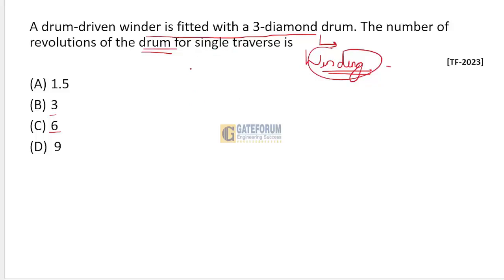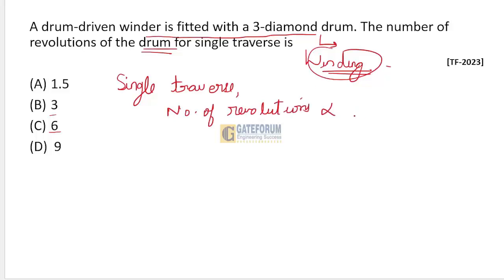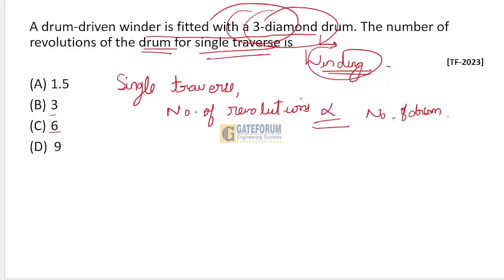If you have read about the winding process in detail, then for a single traverse, the number of revolutions of the drum is directly proportional to the number of drums that are used. Since it says 3 diamond drum, the number of drums used is 3, so the number of revolutions that would be made would also be 3. So this is also a direct question that was asked in GATE TF 2023.